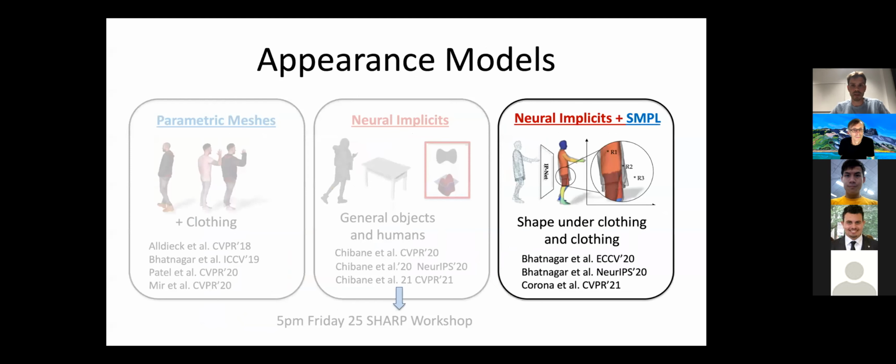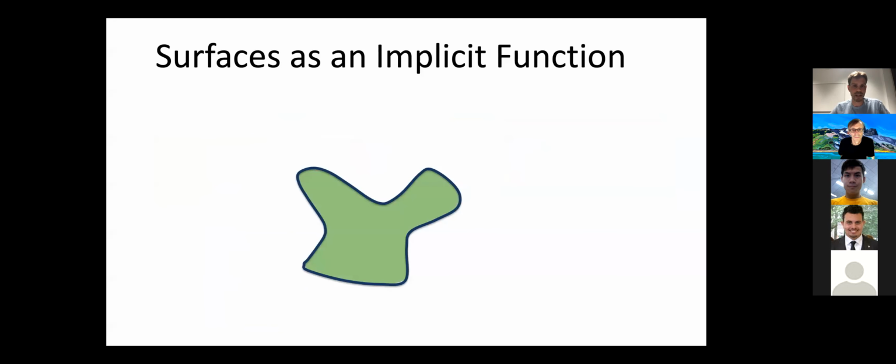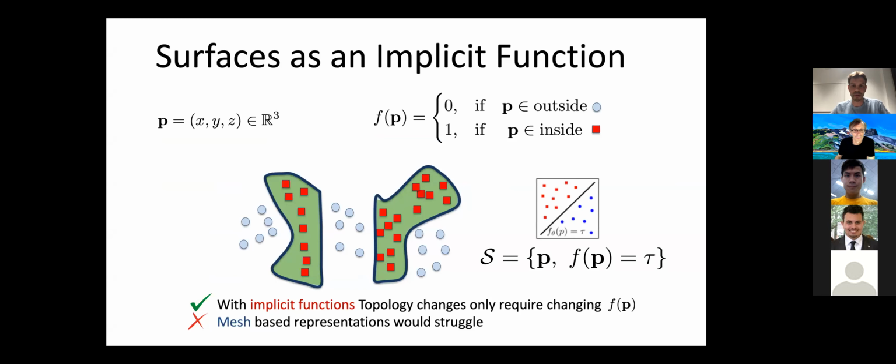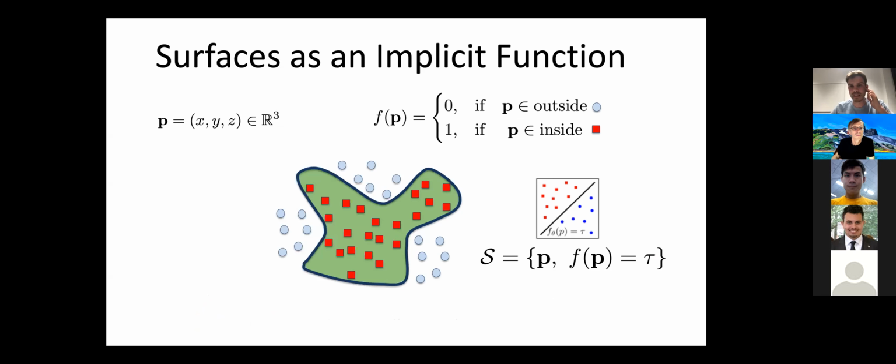All right. Because I'm not doing very well on time, I'm going to speed this up. I want to talk a little bit about implicit-based models. The most important thing is that if you represent a surface using an implicit function instead of a mesh, you can track the changes in topology very well.